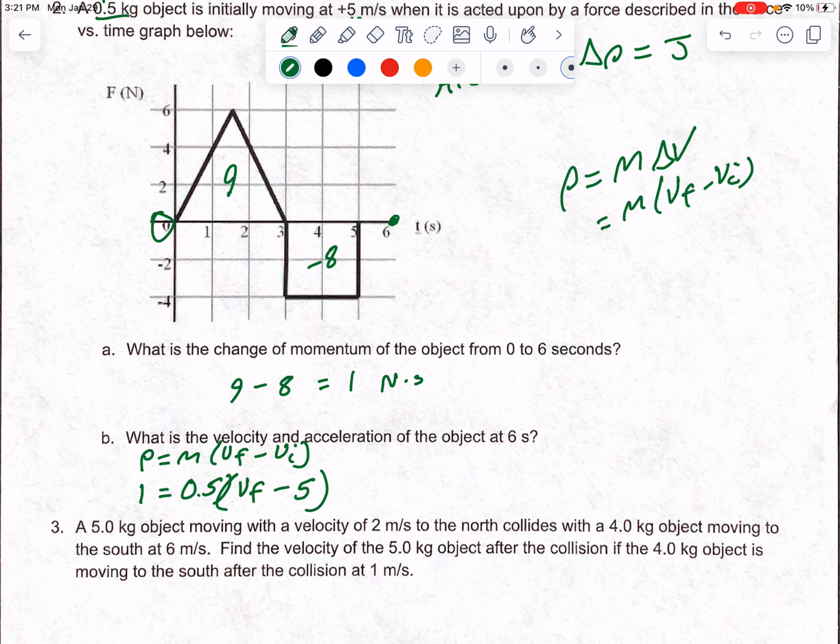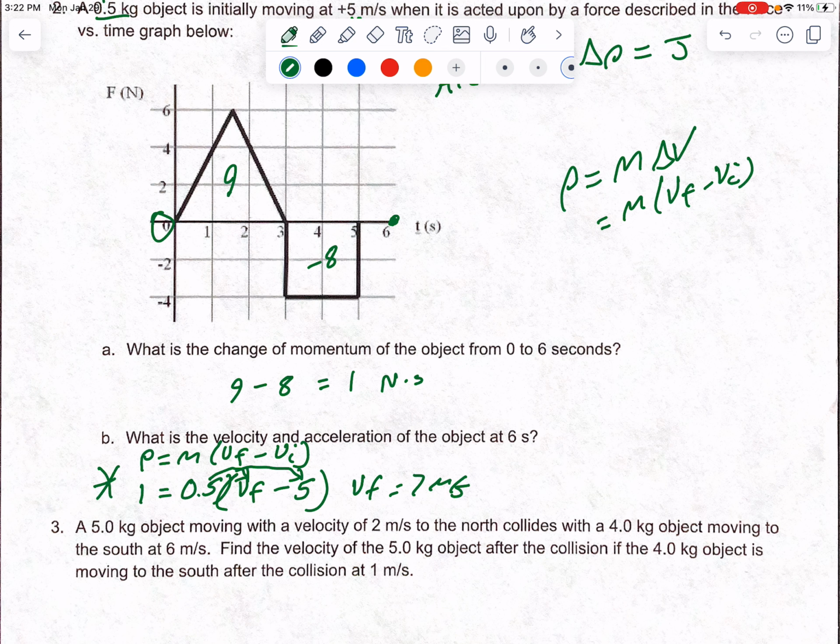So you could go ahead and divide both sides by 0.5 if you want to, and that'll give you 2 on the left side, and then all you have to do is add 5 to that side, and you get a final velocity of 7. Now, you could also cross multiply if you prefer to do that, and then get VF by itself. Doesn't matter to me, just whichever way works for you. Now, that would be your answer for velocity. So if you ever want to find velocity, this is what you do every single time.